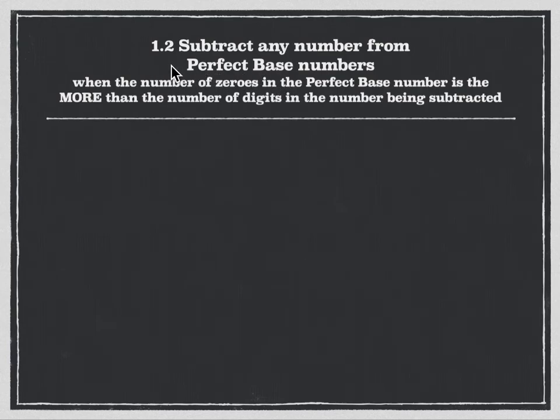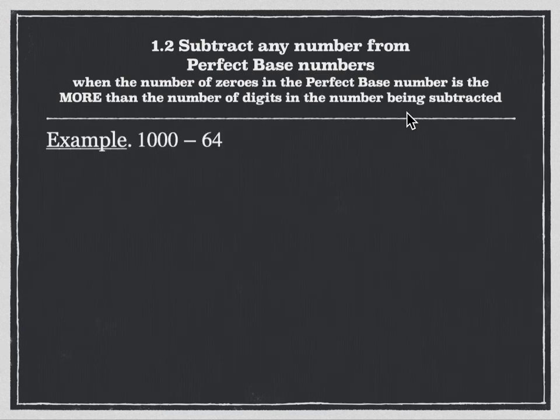This is 1.2 now: subtracting any number from perfect base numbers, when the number of zeros in the perfect base number is more than the number of digits in the number being subtracted. That is, the number of zeros in the perfect base, your minuend, is more than the number of digits in your subtrahend. Now, let's give you an example for this.